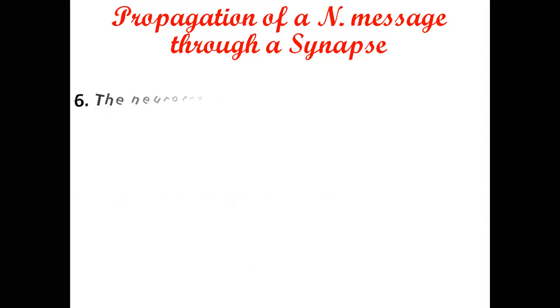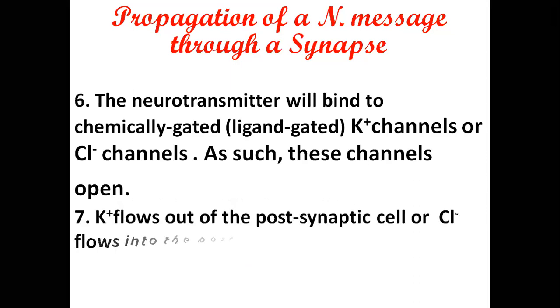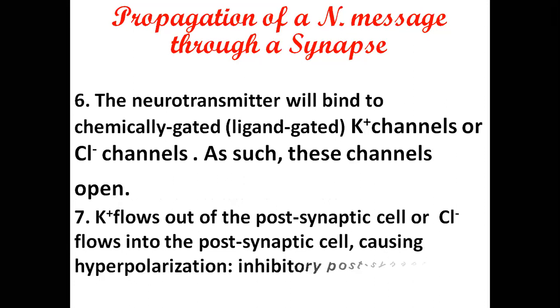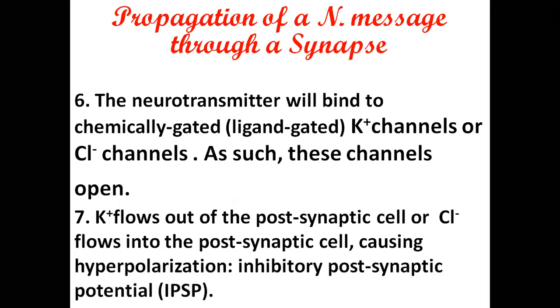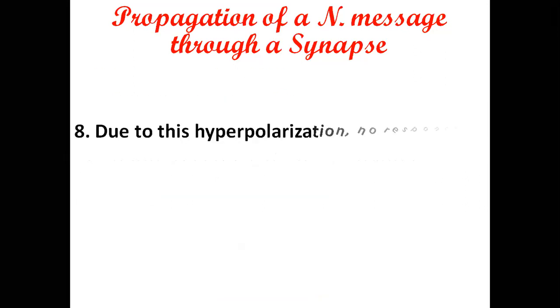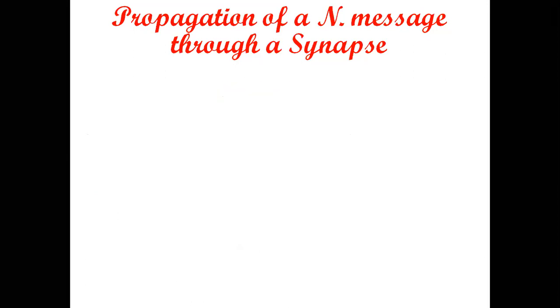While if the synapse is inhibitory, the neurotransmitter will bind to the chemically gated K plus or Cl minus channels. As such, these channels will open. K plus will flow out, so we are losing the positive. Since this is inhibitory, it inhibits the positive ions from entering the cell. You can think of it like this: inhibitory inhibits the entrance of positive, it allows only the negative. This will cause an increase in the negativity. This is called hyperpolarization, the inhibitory postsynaptic potential. Due to this hyperpolarization, no response will be recorded.